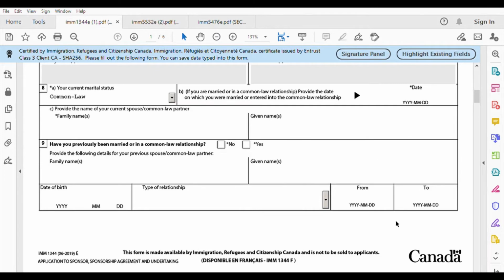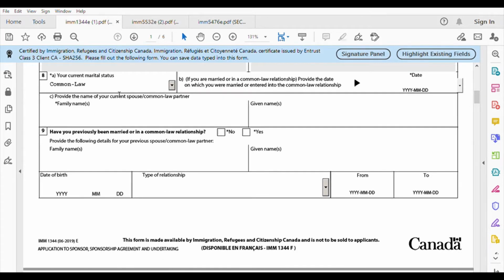For example, if today's date is 11th of January 2021, then at the latest, the date of entering the common law relationship must be 11th of January 2020. If it's earlier, like 2019, 2018, 2017, you mention that date.